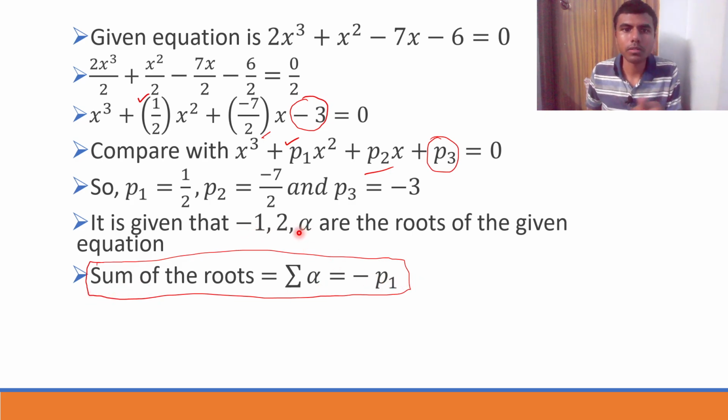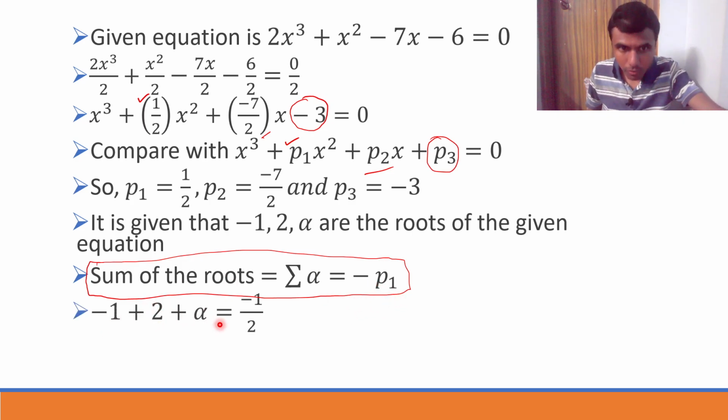What are my roots? Minus 1, 2, alpha. So the sum of these three is equal to minus p1. So minus 1 plus 2 plus alpha is equal to minus p1. p1 is 1 by 2, so I get minus 1 by 2. I hope things are clear. Now basic simplification. Minus 1 plus 2 is 1. So 1 plus alpha is equal to minus 1 by 2.